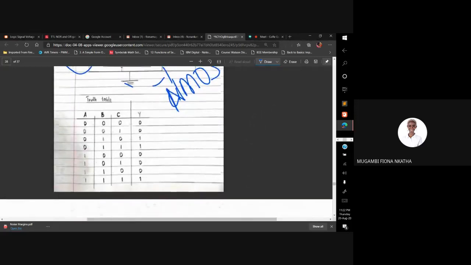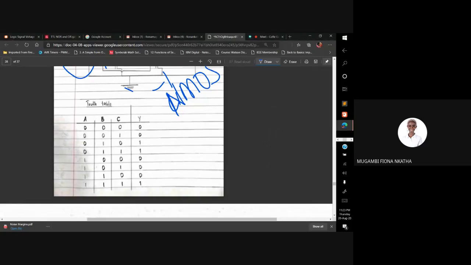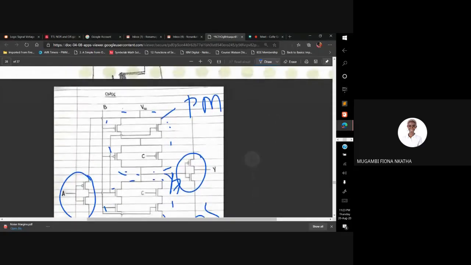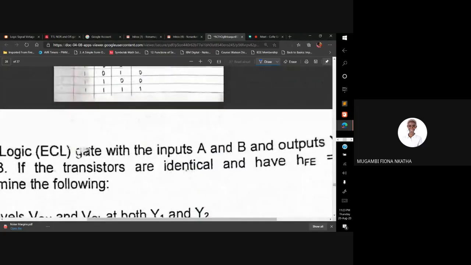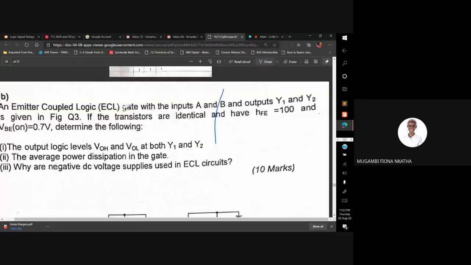Okay, and then down here you'll have the truth table. For that, I don't think there's any point for me to go through it because of time. But if you have a question on how we got to the truth table, please don't hesitate to ask.